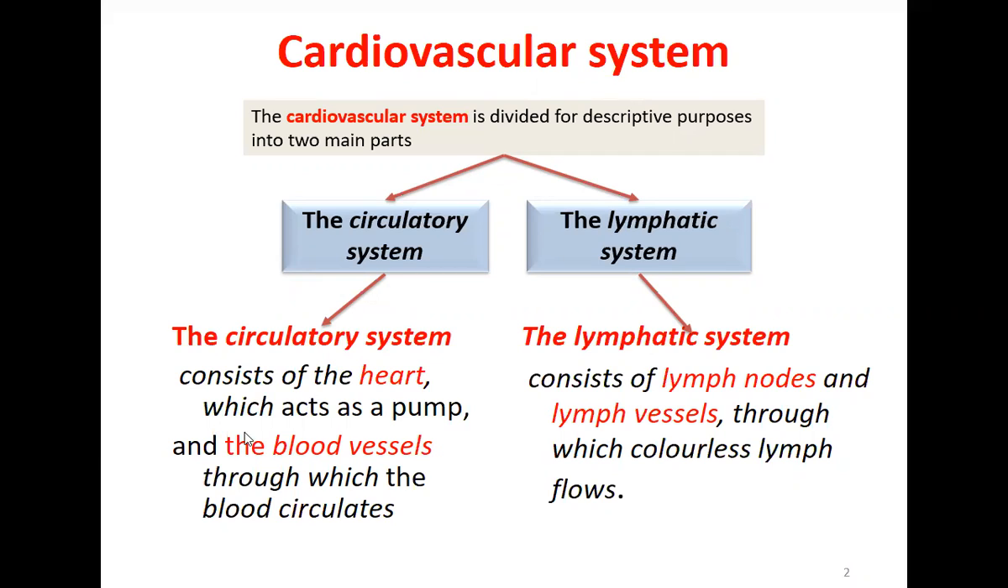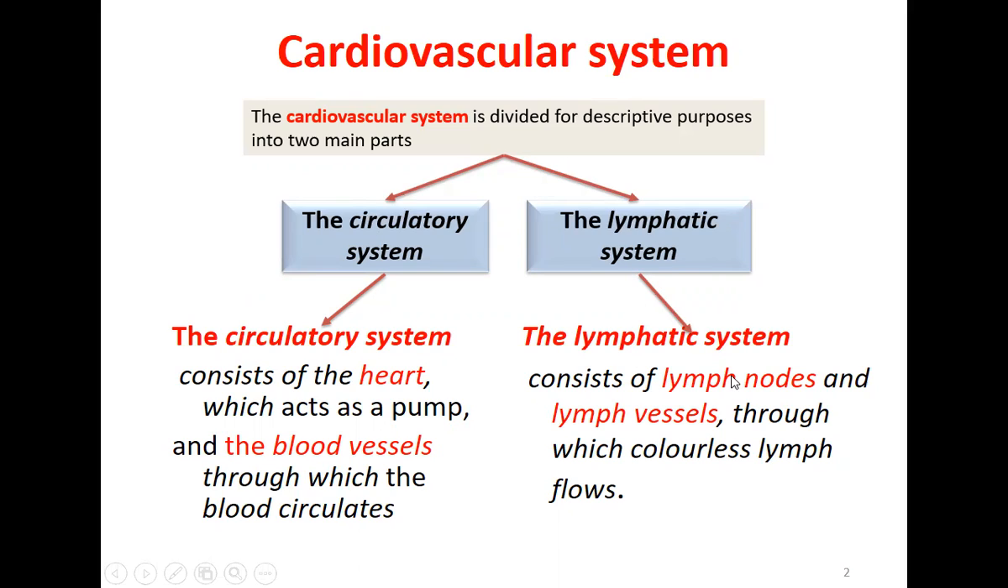So right now, as you know, the circulatory system consists of the heart, which acts as the pump, as well as the blood vessels through which the blood will circulate. The heart acts as the pump, and the blood vessels are where the blood will be flowing. So this is called the circulatory system.